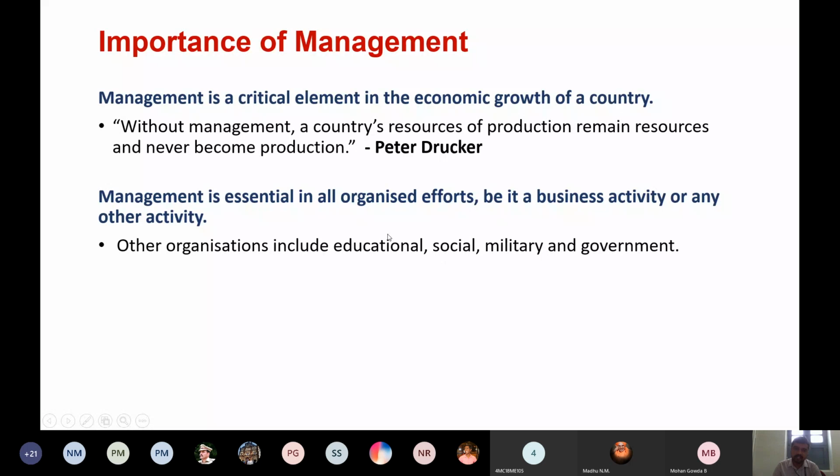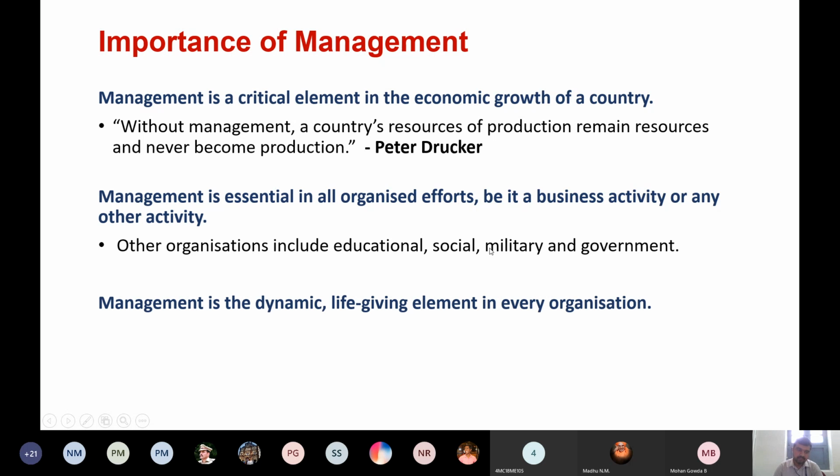chairman, secretary. They are the managers of the institution. Like that, every educational institute has its own managers. Even in the military, there will be a chief for the military, a defense minister, and a defense ministry. All these are part of managing the military system in a nation, or managing the military force in a nation.